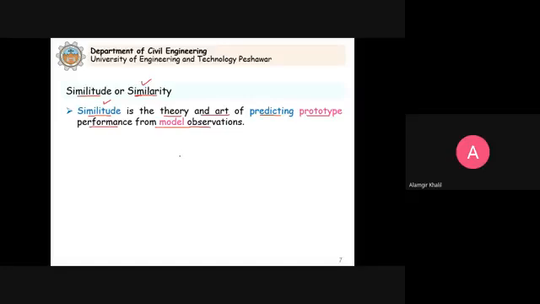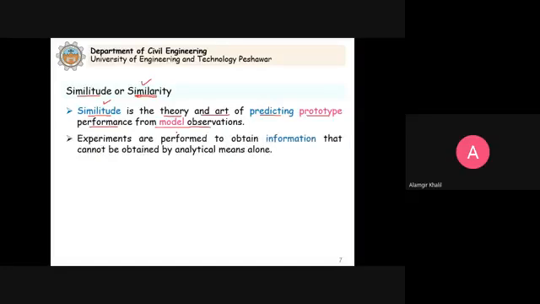Clear? For example, you want to test the design parameters for an aeroplane. So you have to make a model similar to the aeroplane. It is not possible that we conduct tests on a car and transfer the results to the aeroplane. So that's why we say similitude, similarity. There must be similarity between the model and the prototype. Then we can transfer the results between the two.